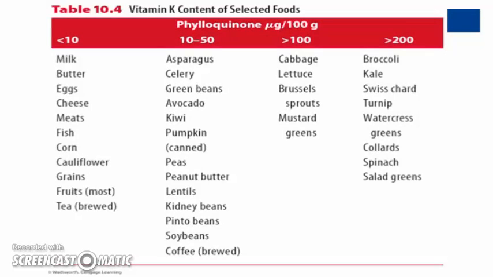We see here the vitamin K content of selected foods, so these are going to be primary food products rich in vitamin K. We're going to see the most vitamin K rich foods are going to be dark green, mostly leafy vegetables. We see broccoli as a primary source, kale, Swiss chard, watercress, collards, spinach, and salad greens.